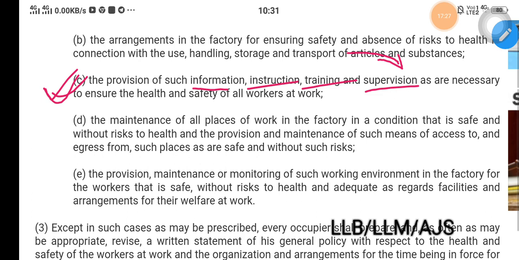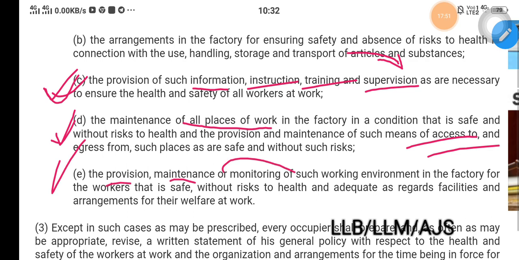Then comes D, the maintenance of all places of work in the factory in a condition that is safe and without risks to health, and the provision and maintenance of such means of access to and egress from such places as are safe and without such risks. Then comes the provision, maintenance, and monitoring of such working environment. Provision, maintenance, as well as monitoring, the word is important here. Monitoring of such working environment in the factory for the workers that is safe without risks to health and adequate as regards facilities and arrangements for the welfare.